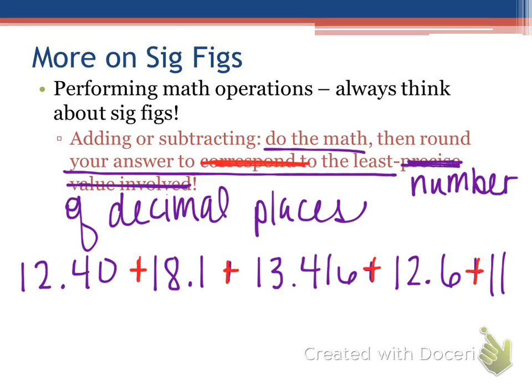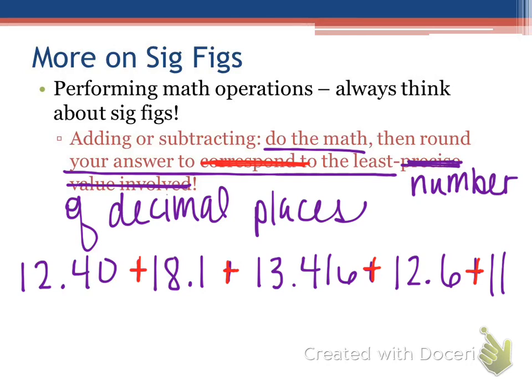Good, 13.416. So why do you say that's the most precise? It has 3 decimal places, right? So that means we could read pretty far on our instrument and we estimated 1 more. So that's the really precise value. Which is the least precise value involved? 11, right? Because it has no decimal places. So we think it's around 11, right?